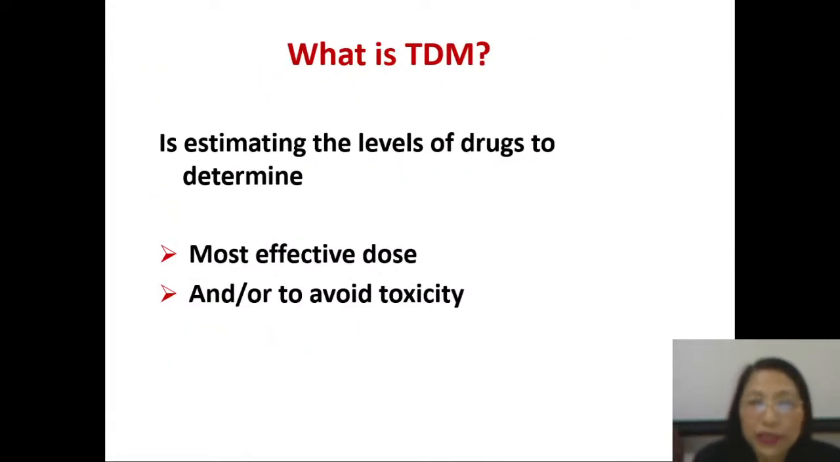So what is TDM? It is estimating the level of drugs to determine the most effective dose and or to avoid toxicity. We have to determine the most effective dose for that particular patient, and in a way avoid toxicity. For example, with antihypertensive drugs, we may titrate the dose as per the response, measuring the blood pressure. But in the case of anti-epileptic drugs, for instance phenytoin or valproate, to maintain the absence of seizures the drug has to be maintained in a therapeutic range. So to determine the most effective dose, we will need to do therapeutic drug monitoring.